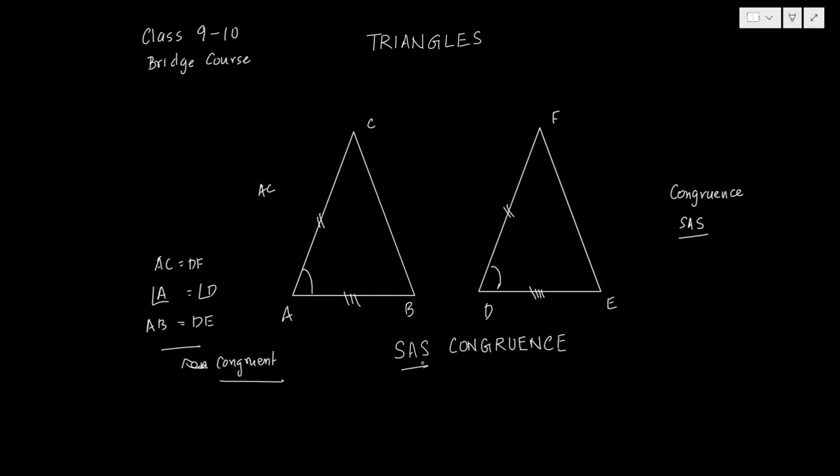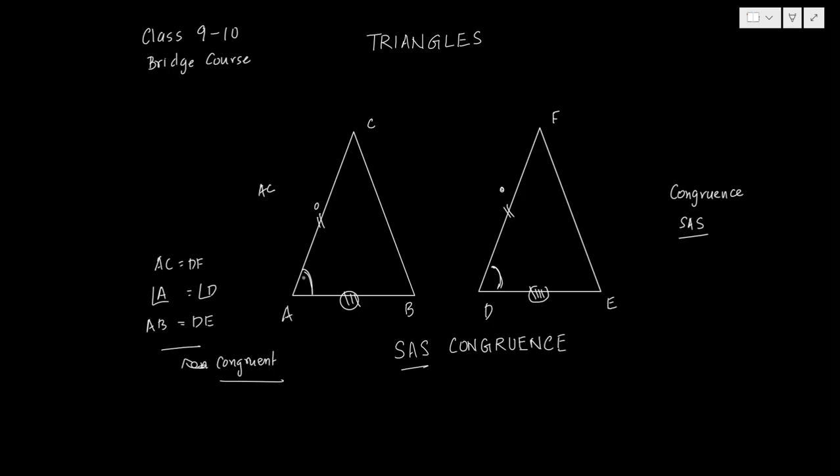So this is called the SAS congruence criteria, or the side angle side congruence. You have side AC equal to DF, and angle A equal to angle D, and then side AB equal to side DE, but you have to watch very carefully. The angle must be between the two sides.